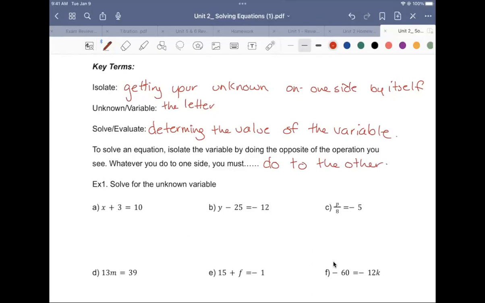Essentially, whenever you see addition, you are going to subtract. When you see subtraction, you are going to add. When you see multiplication, you are going to divide. And when you see division, you are going to multiply. If you see an exponent, you are going to do the root of that exponent.